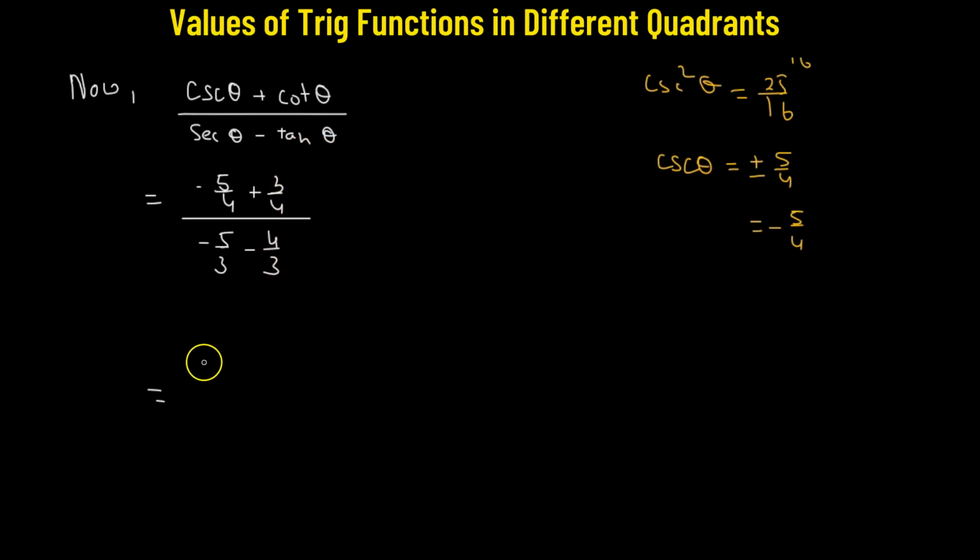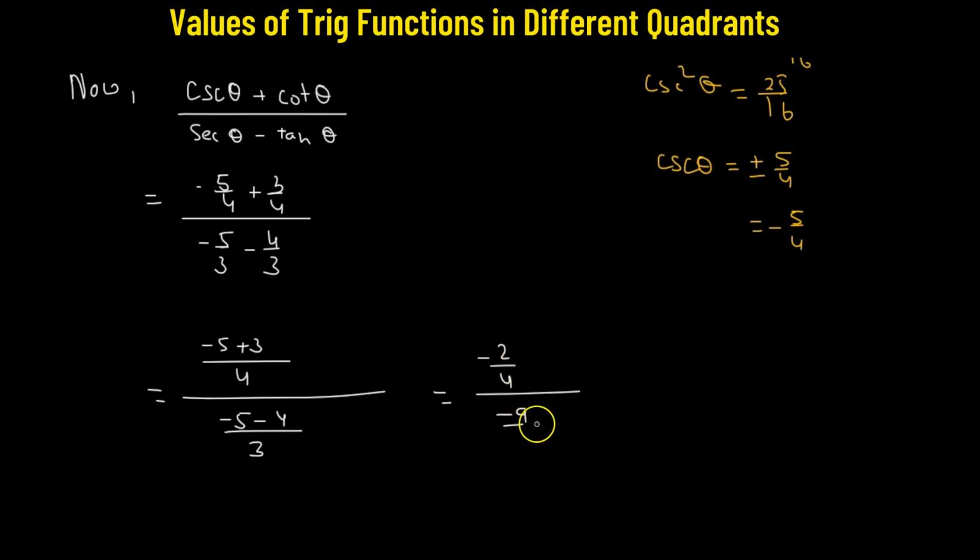So let's find out this value. In the numerator, we're going to have -5 plus 3, whole divided by -5 minus 4. So this is going to be equal to -2 divided by 4, whole divided by -9 over 3. So 3 times 3 is 9, and 2 times 2 is 4. So we have negative half divided by 3, which is going to give us negative 1 over 6. And the negative sign also cancels out. We have negative in both the numerator and the denominator. So we're going to get positive 1 over 6. The cosecant of theta plus cotangent of theta divided by secant of theta minus tangent of theta has a value of positive 1 over 6.